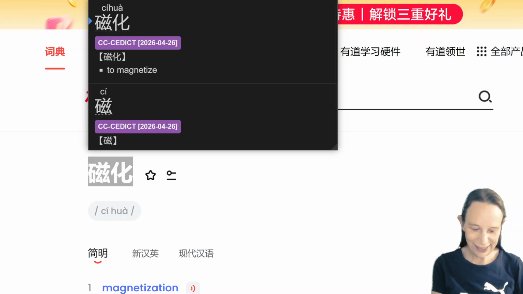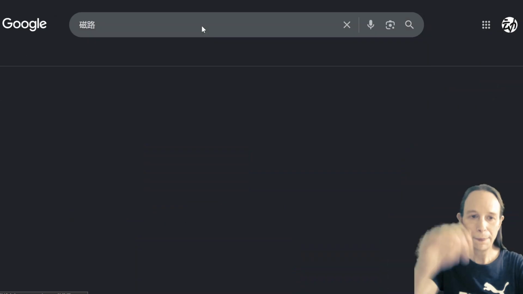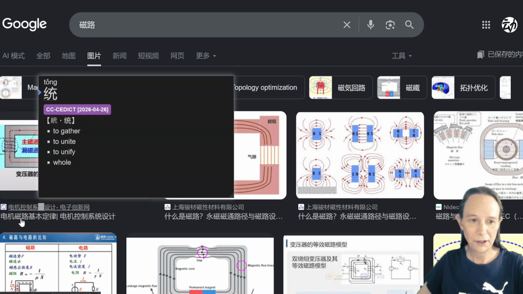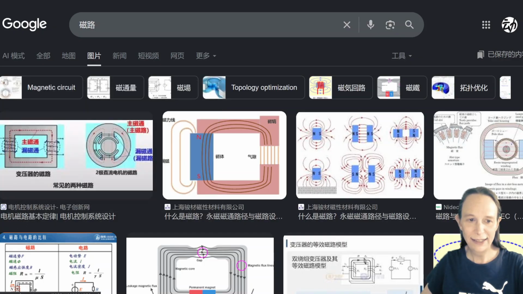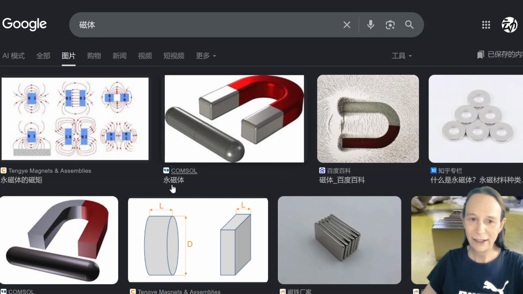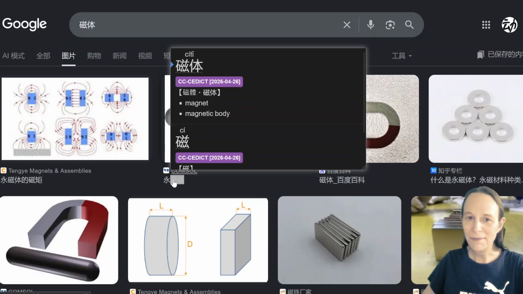Yeah, to magnetize something. 磁路, magnetic circuit. What's a magnetic circuit? I don't know. Are these like field lines or something? I'm not sure that's a thing. 磁体, magnetic body. Okay, maybe we're out of them. What's a 磁体? 永磁体, permanent magnet. Oh, so 磁体 is also magnet, is it?